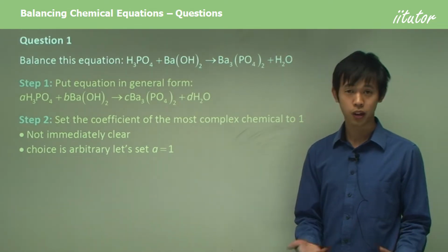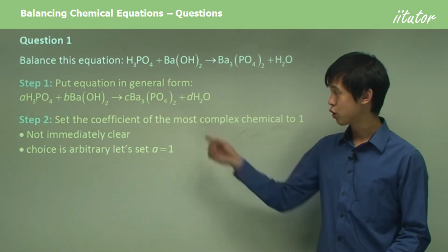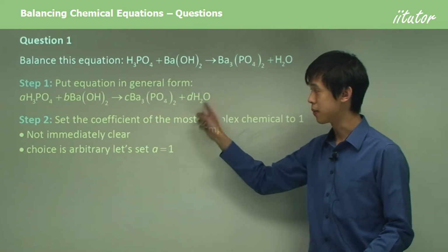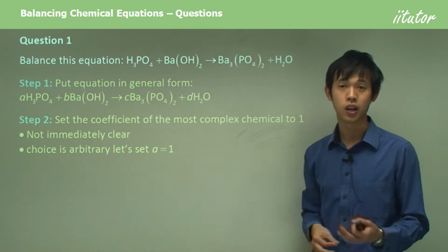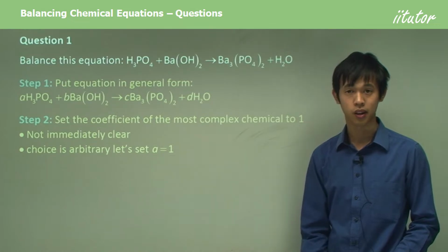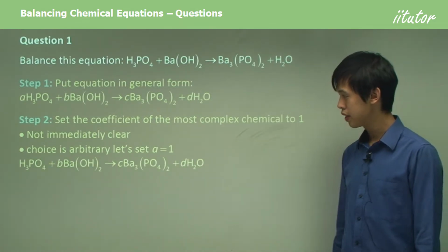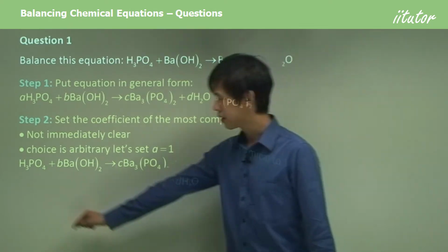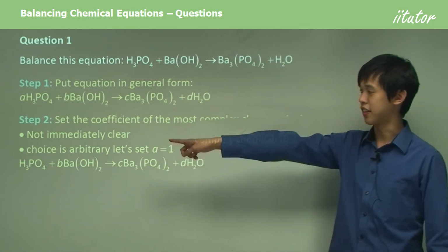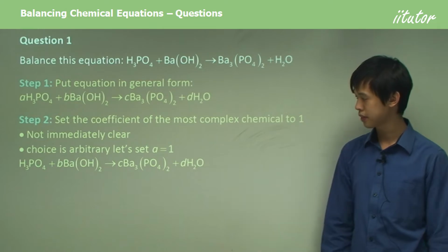As maybe a homework exercise for you to do on your own, try doing it by setting each of these ones, B, C, D, to be 1, and then work through the rest of the steps that way, and you'll get the same sort of answer. So if I set A equals 1, this is our equation. You can see that A has become 1.